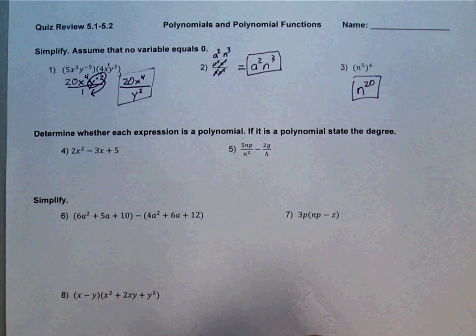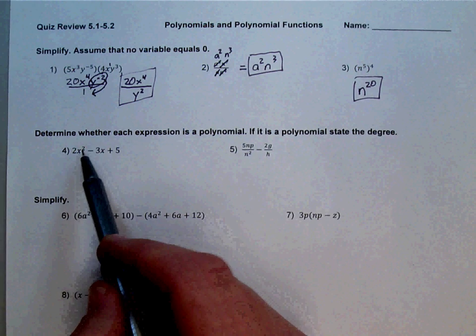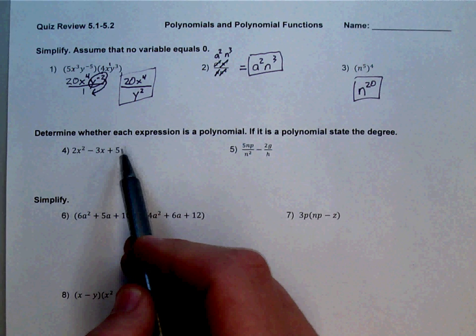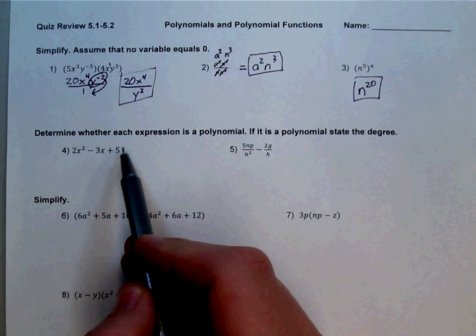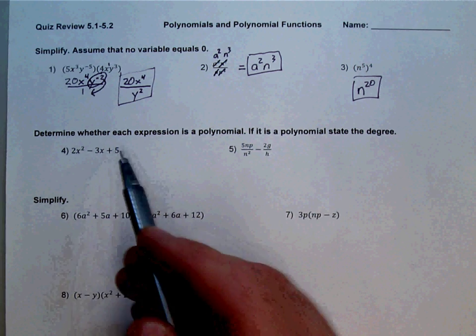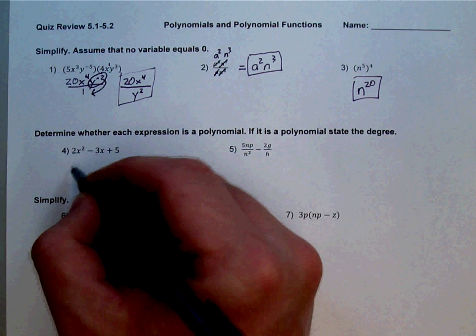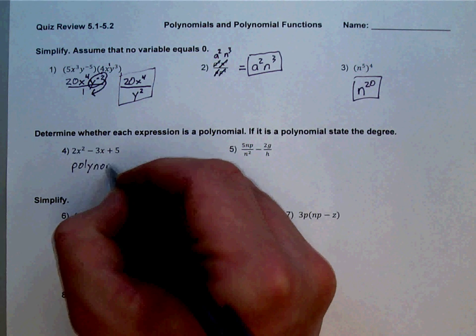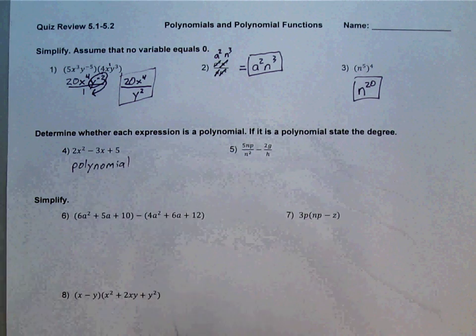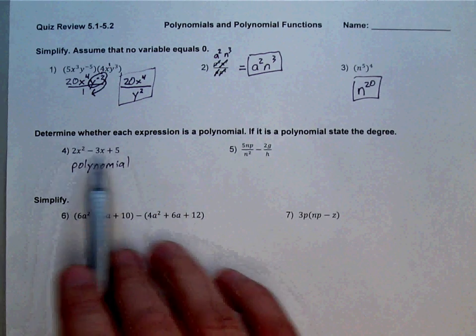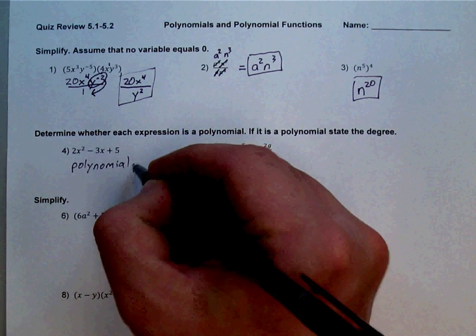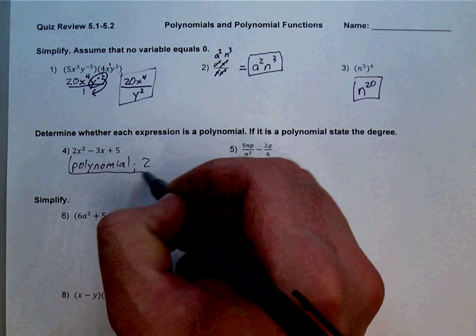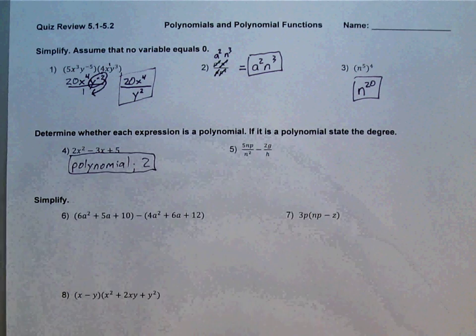Number 4, determine if it's a polynomial. Look at the exponents. 2, 1, 0, they're all non-negative. None of them are anything other than integers, so yes, it is a polynomial. Since it's a polynomial, we can list the degree. That's the largest exponent. So the largest exponent was the 2, so its degree is 2. So it's a polynomial with a degree of 2.